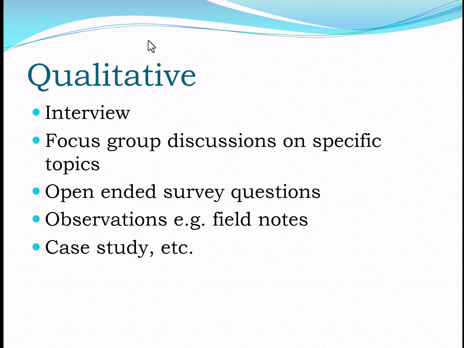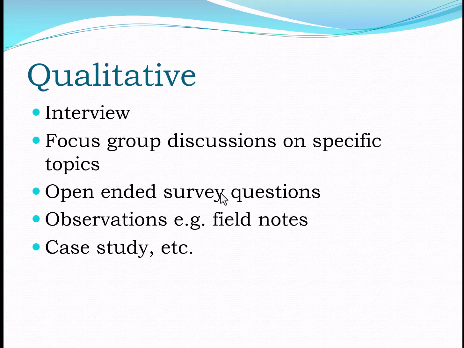We have another one which is open-ended survey questions. This is a situation in which respondents are given open-ended questions to express their own opinions, their experiences, or whatever you might want to obtain from them.